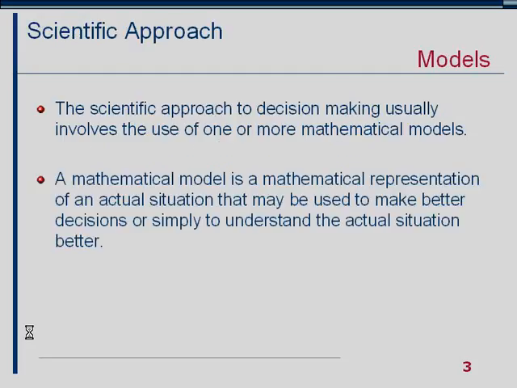So the scientific approach to decision making usually involves the use of one or more mathematical models. A mathematical model is a mathematical representation of an actual situation that may be used to make better decisions or to simply understand the actual situation better. If you think about it, it's an abstraction of the system itself. We have reduced the system complexity down to a mathematical equation, a mathematical formulation. Hopefully the system has lent itself to being reduced to a simple mathematical representation.